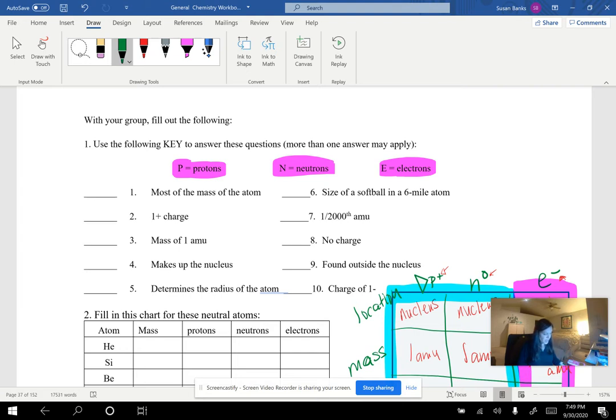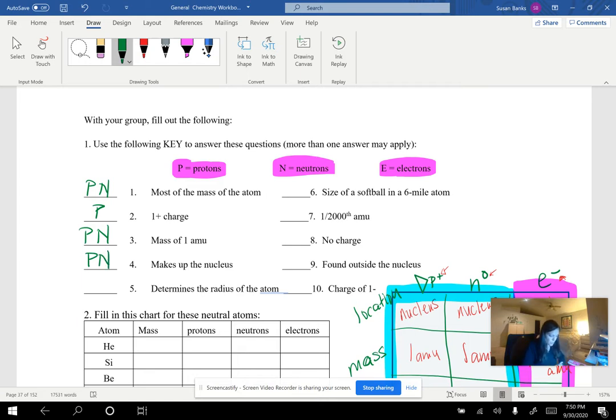Okay, you guys ready to check? Okay, most of the mass of the atom is in the nucleus. So we need to look what's in the nucleus. In the nucleus, we have both the protons and the neutrons. Okay, a positive 1 charge. Protons have a positive 1 charge. A mass of 1 atomic mass unit. Both the protons and neutrons have that. Makes up the nucleus. Both the protons and neutrons make up the nucleus.